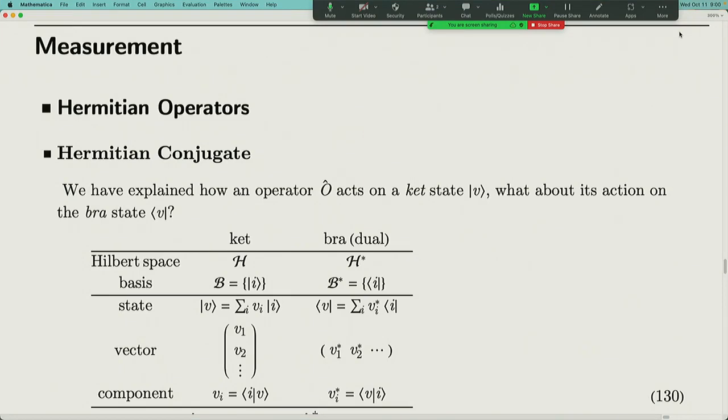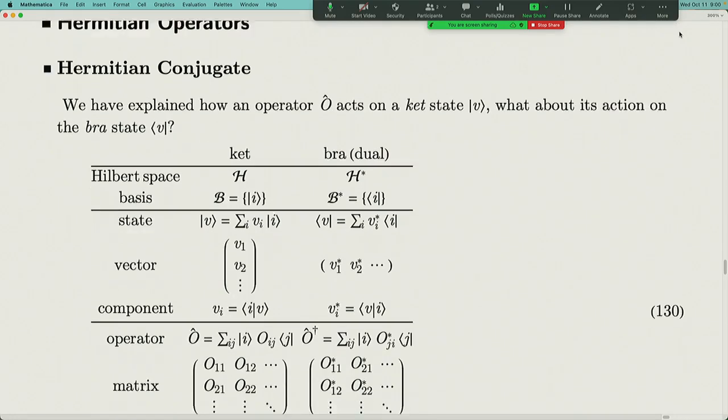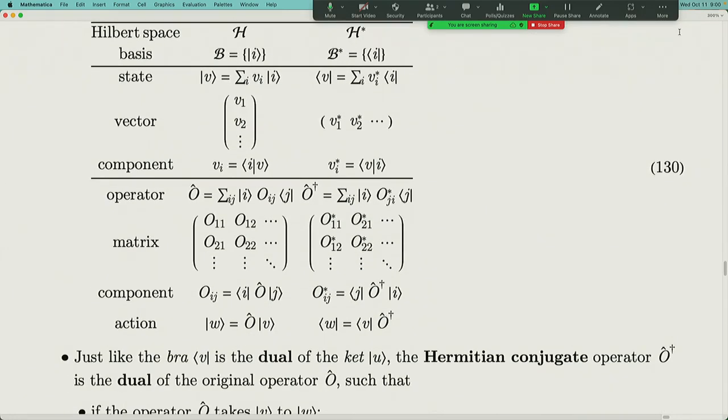So today we are going to continue our discussion of measurements, and it's all related to Hermitian operators. Last time we started the idea of Hermitian operators. In order to understand what it means to be Hermitian, we first need to understand the idea of Hermitian conjugate. If you have an operator O, there's always a dual operator related by Hermitian conjugate. The idea is that if the operator acts on a certain ket state, then the dual operator, the Hermitian conjugate, will act on the bra state such that the action is equivalent between ket and bra.